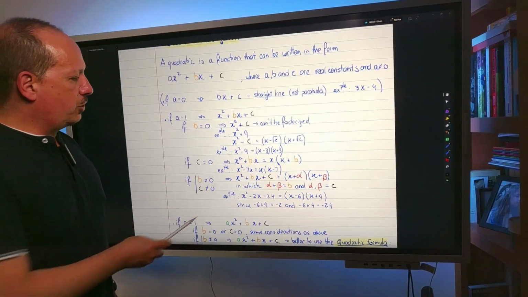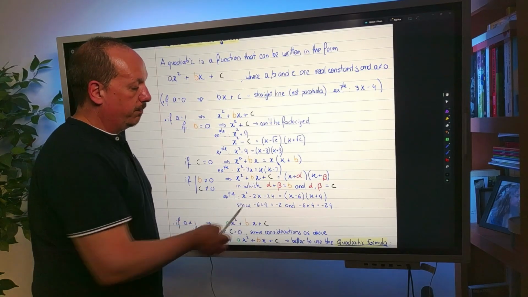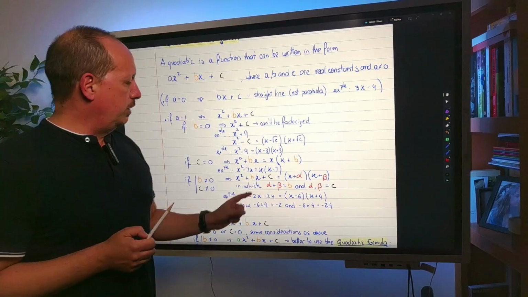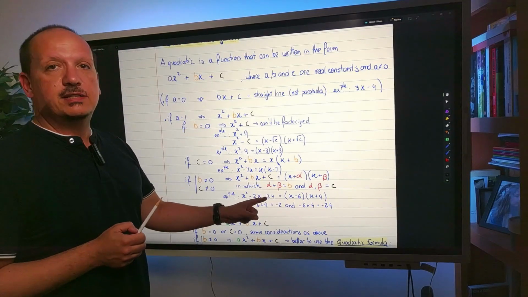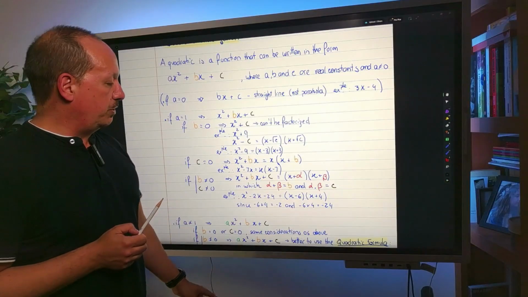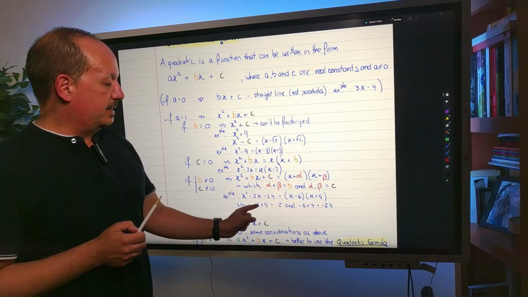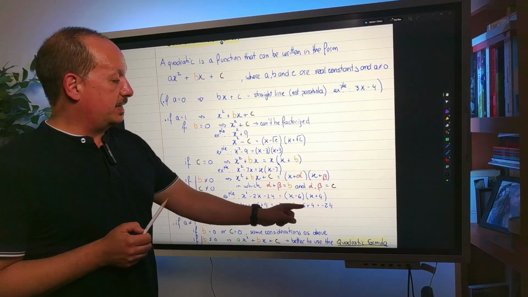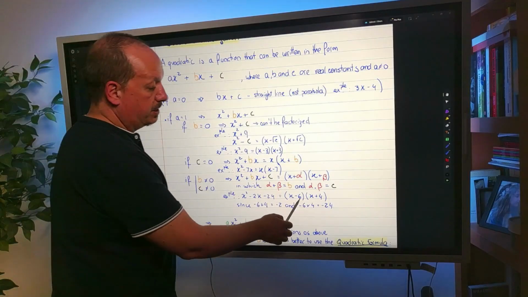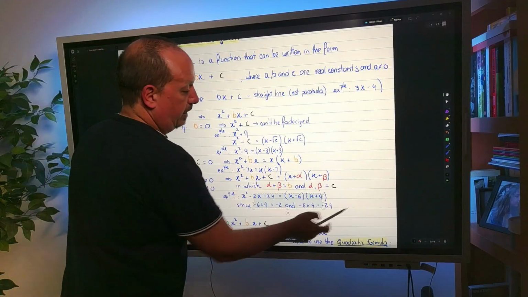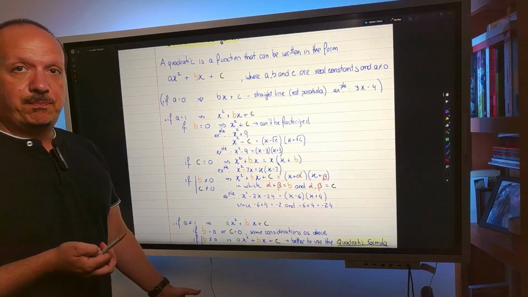Example, let's say that you have this quadratic, x squared minus 2x minus 24. Think of two numbers that added together yield minus 2 and multiplied together yield minus 24. These are the numbers minus 6 and 4. Minus 6 plus 4 is minus 2. Minus 6 times 4 is minus 24. So these are the numbers that go over here. This is the value alpha, and this one is the value beta. Okay?